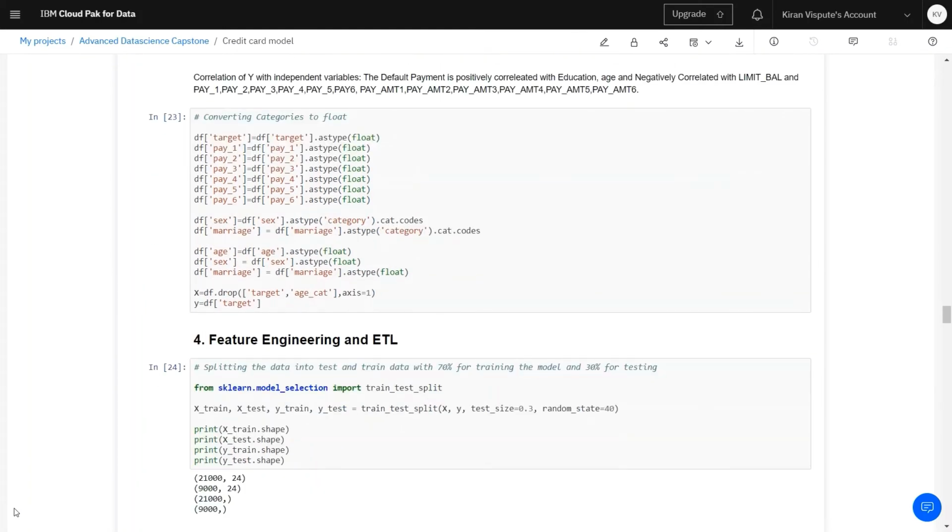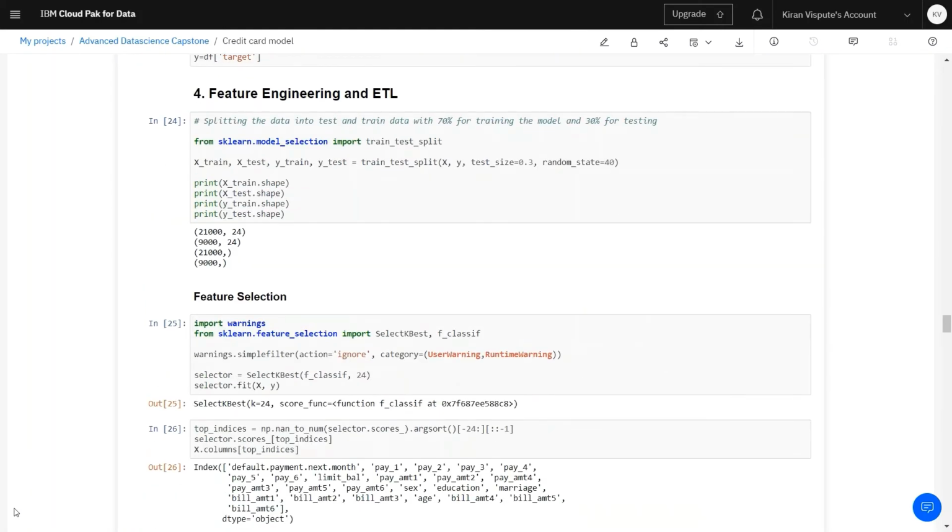So for feature engineering, like I said earlier, we have split the data into a training set and a testing set. The training set accounts for 70% of the data, and the remaining 30% is used for testing the model. If you see the train and test shape, 21,000 rows are allocated for training, and the remaining 9,000 rows of the data are allocated for the testing set. The feature selection.